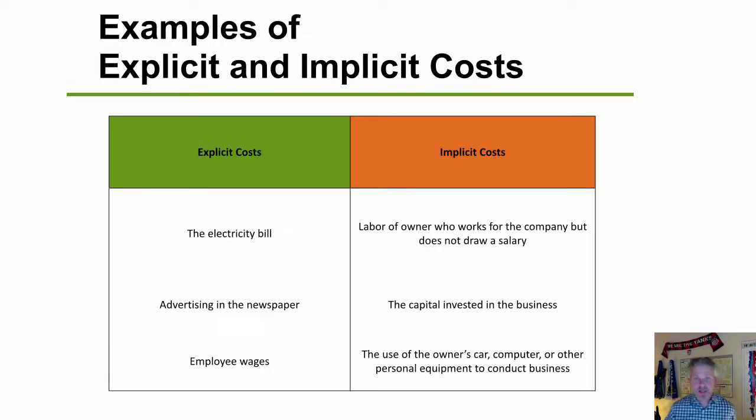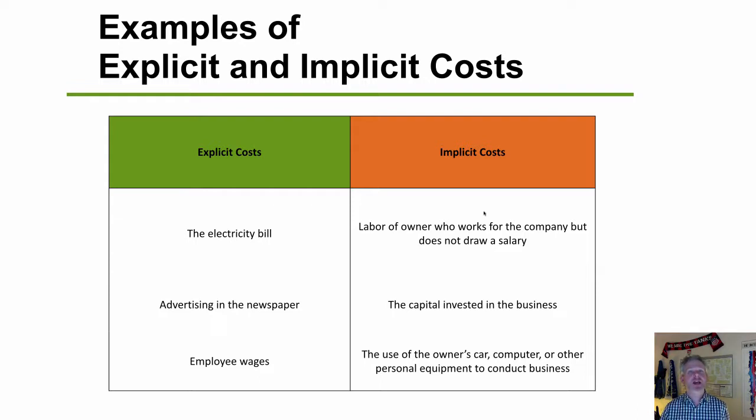So again, just to give you a few examples here, what are some explicit costs? Well, the electricity bill that you have to pay to run the business, advertising in the newspaper, employee wages, these are all explicit costs. What are implicit costs? Well, labor of the owner who works for the company but doesn't get a salary. That's an implicit cost. The capital invested in the business is an implicit cost. The use of the owner's car, computer, other personal equipment to handle business, those are all implicit costs. And economists, we want to count these costs. When we're talking about profits, we want to count those kinds of costs.